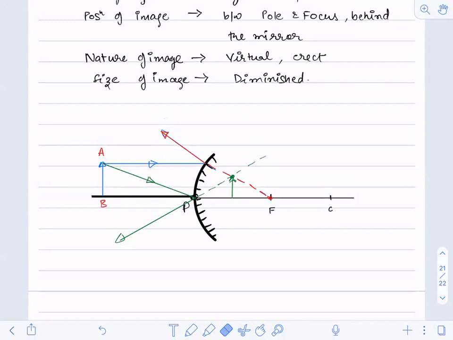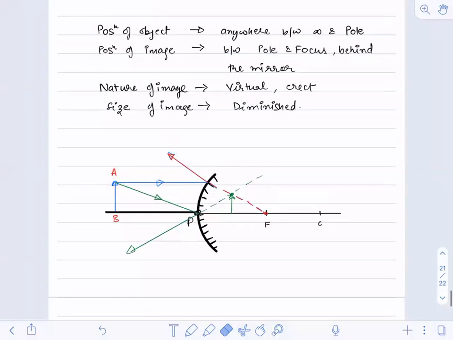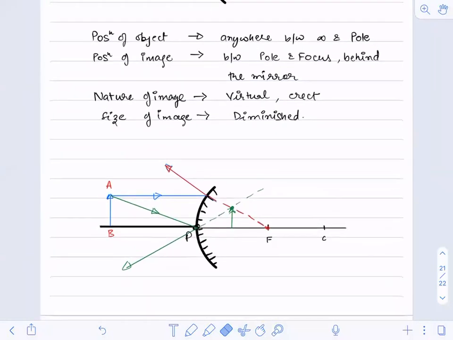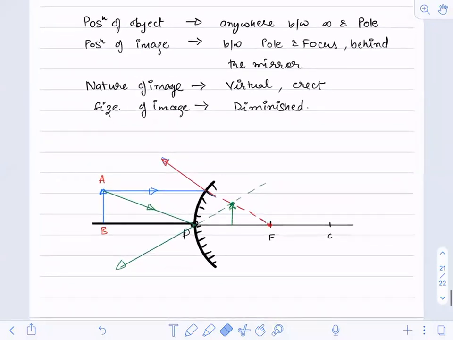I don't have any problem, and I think the examiner will not have any problem. Okay. Diminished also you can use. Smaller in size also you can use. That's not a problem. Okay. The meaning should be coming. You should be able to convey what you are understanding. Okay. That is important.